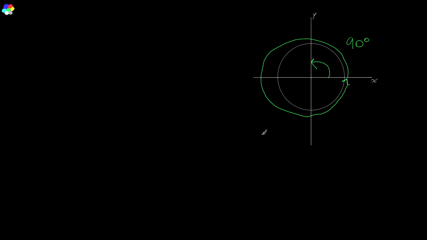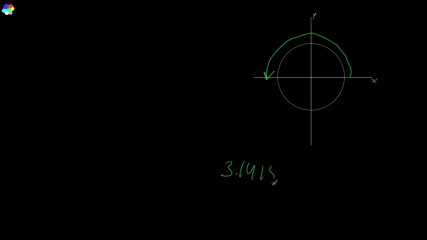Base 60 has some good advantages, but it's still dumb. It's still super arbitrary. Now, I'll tell you what's not arbitrary. How about halfway around a circle, we will define that as being 3.14159, otherwise known as pi.